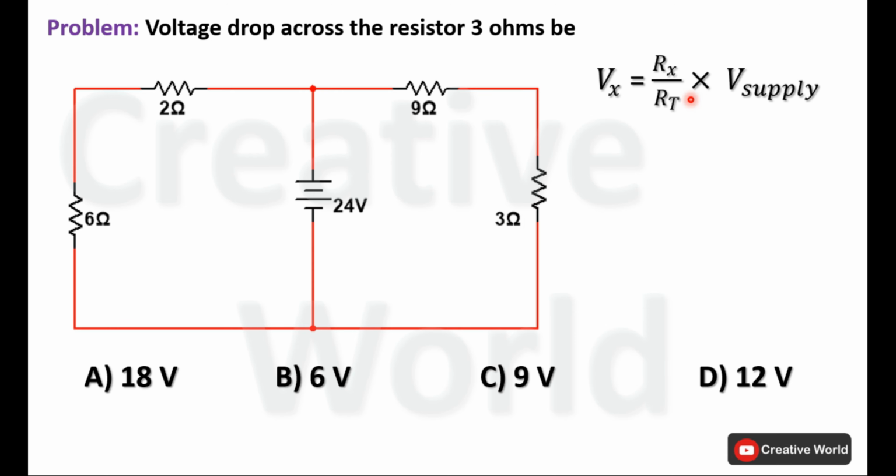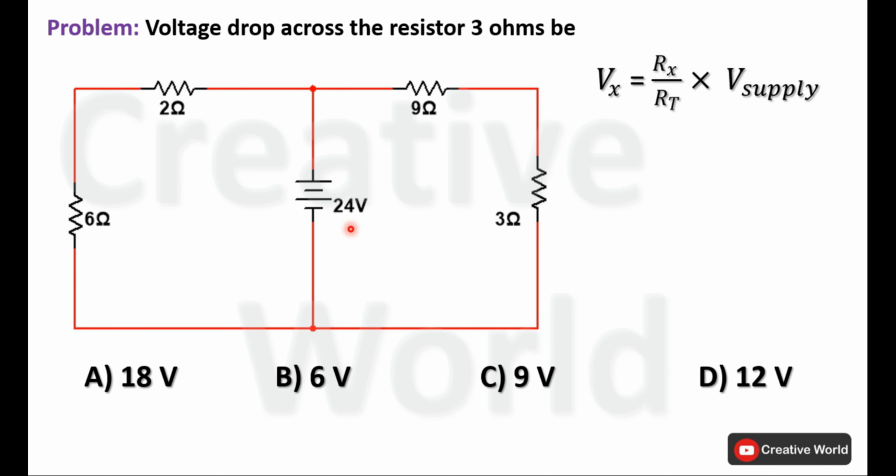We know the general formula of the voltage divider rule, that is Vx equal to Rx divided by RT multiplied by V supply. V supply is the total supplied voltage to our series network, RT is the total resistance of that series network, and Rx is the resistance across which we are calculating Vx.